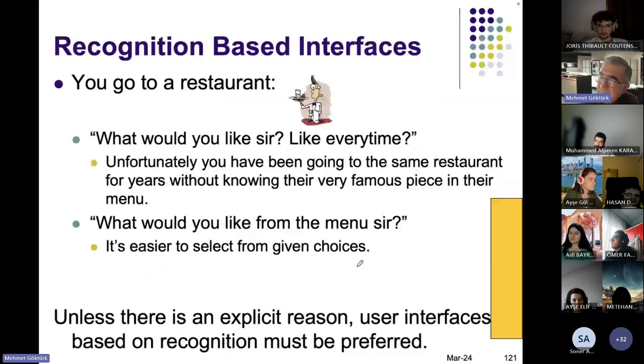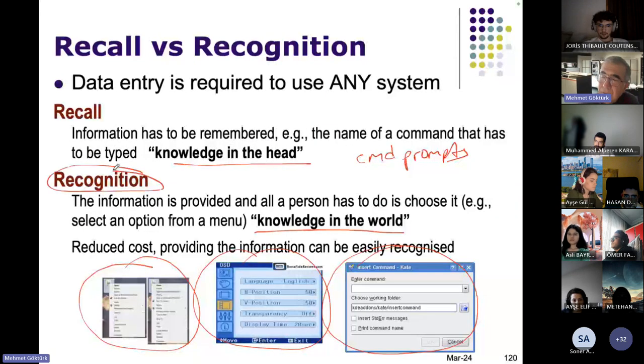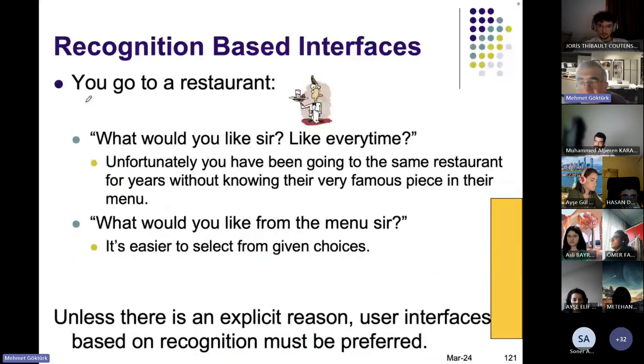We call them recognition. The other one is recall. You have to remember. This is more difficult and takes longer. So recognition-based interfaces are as follows. You go to the restaurant. What would you like served? Like every time. You don't know every time. Unfortunately, you have been going to the same restaurant for years without knowing that there is a famous item on their menu.